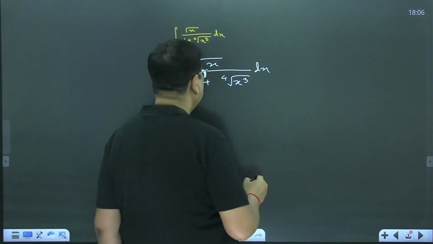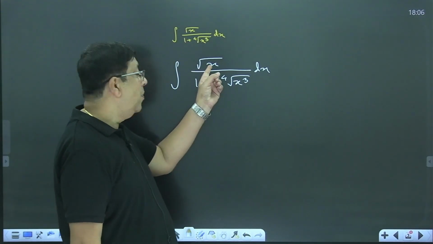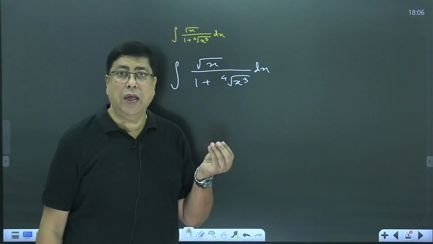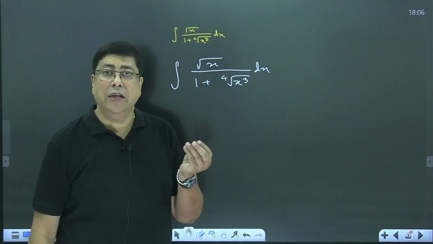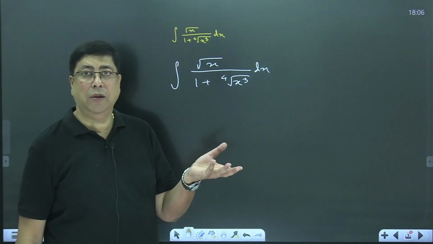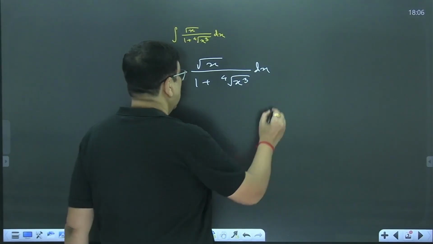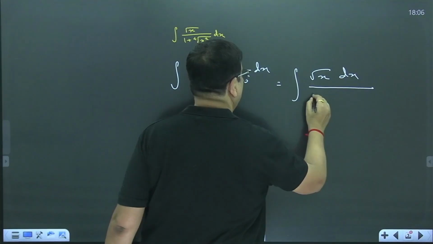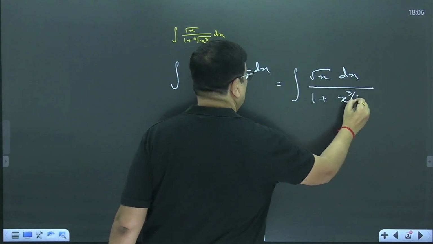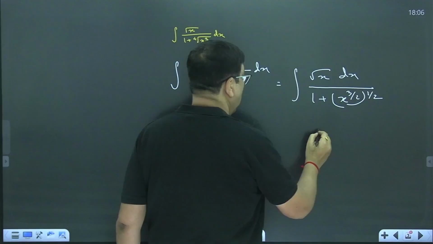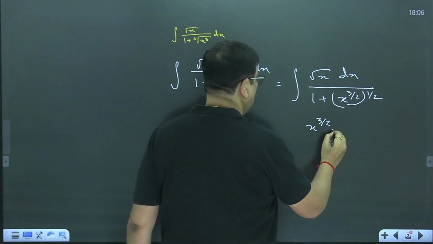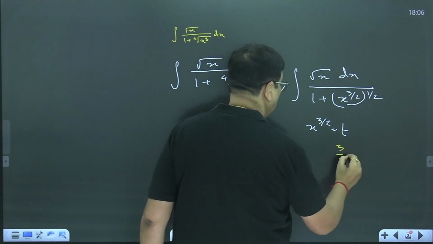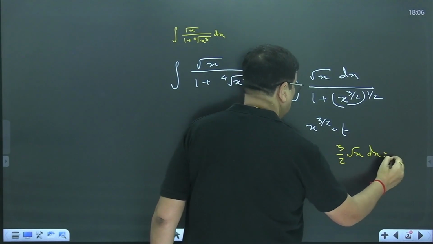What will we do? In this case, we have to replace root x. So root x is the derivative of whom? Root x is the integration of what? x to the power 3 by 2. The constant goes outside. Therefore, I can write integration root x dx divided by (1 plus x to the power 3 by 2) whole to the power half. So I can take x to the power 3 by 2 equal to t. Therefore, 3 by 2 root x dx equals dt.